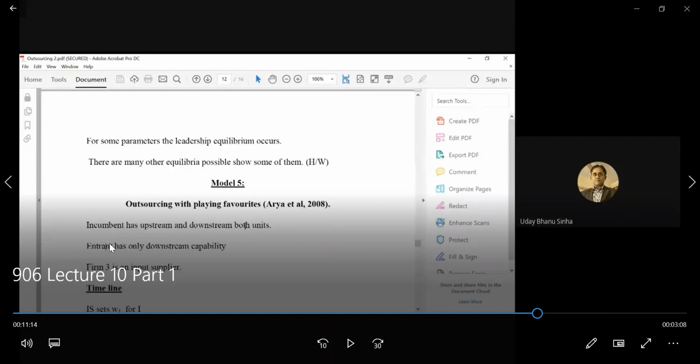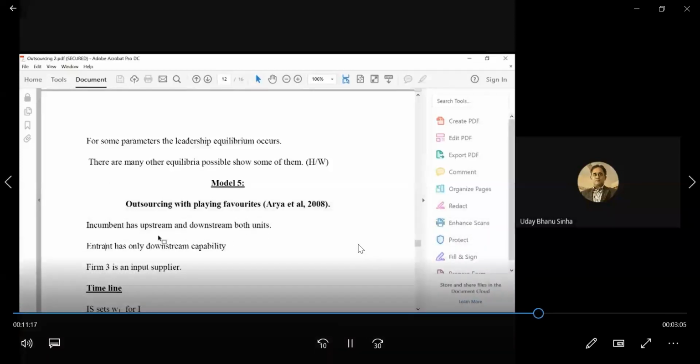Which means that the input supplier would be setting prices for this entrant at a different stage compared to the price that it charges the incumbent. So the choice of prices will be in sequential manner for the two firms by the input seller, that is firm 3. This is the difference from the previous model in terms of structure, and of course the game will have a little bit of difference in terms of timeline.